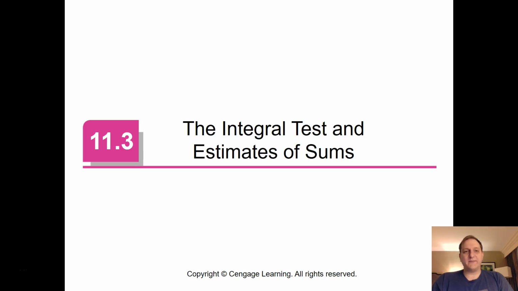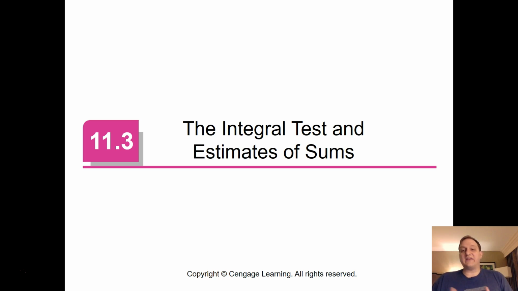Today we're going to be talking about Chapter 11.3, which is the integral test and estimates of sums. We've been talking about sequences and series. We talked about whether a sequence converges or diverges, and then whether a series converges or diverges. In many cases we were able to say what the series converged to, but only in very specific situations where we could find a formula for the sequence of partial sums of the series. That doesn't always work. It's very difficult to do in general.